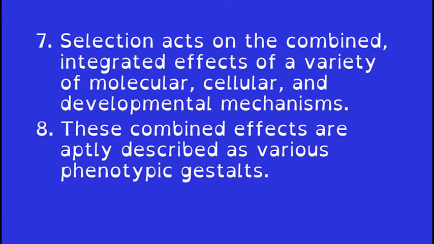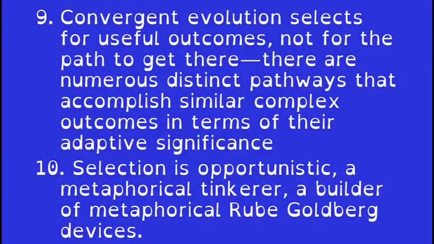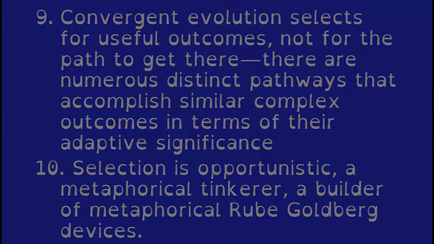7. Selection acts on the combined, integrated effects of a variety of molecular, cellular, and developmental mechanisms. 8. These combined effects are aptly described as various phenotypic gestalts. 9. Convergent evolution selects for useful outcomes, not for the path to get there. There are numerous distinct pathways that accomplish similar complex outcomes in terms of their adaptive significance. 10. Selection is opportunistic, a metaphorical tinkerer, a builder of metaphorical Rube Goldberg devices.